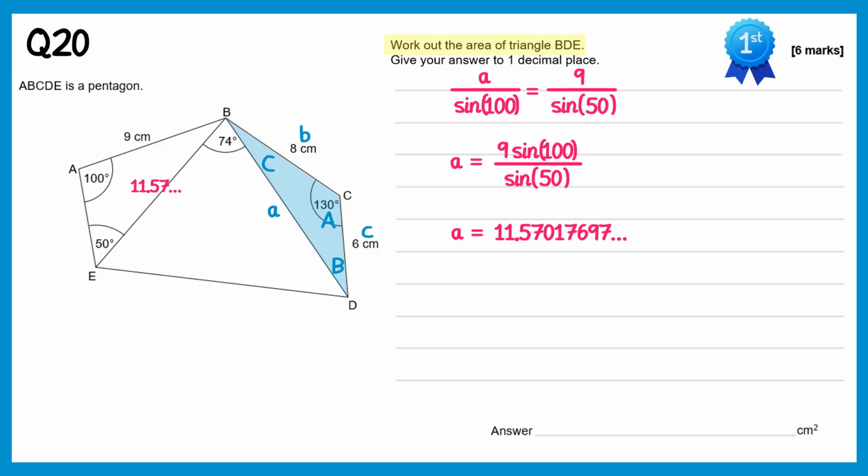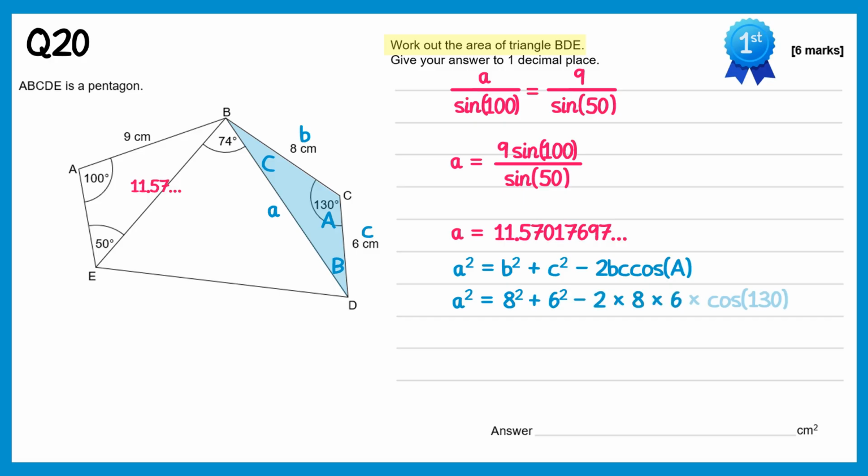Then the cosine rule says that a squared equals b squared plus c squared minus 2bc cos capital A. So little a, which we don't know, squared, equals b squared, which we do know, that's 8 squared, plus c squared, which is 6, so 6 squared. Take away 2 times b times c, so 2 times 8 times 6, and then cos of capital A, which is cos of 130.